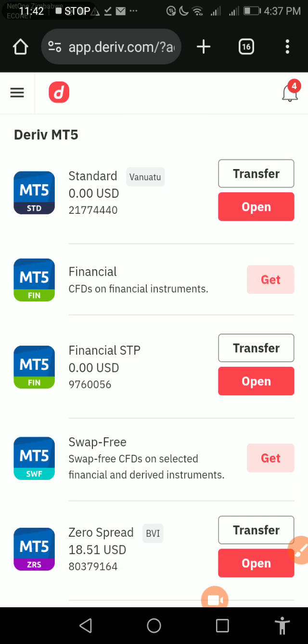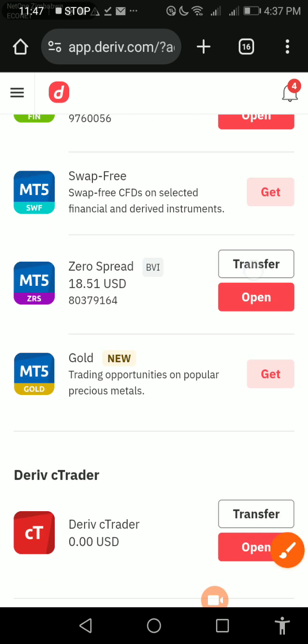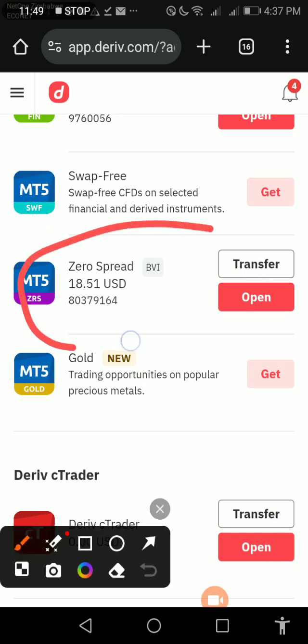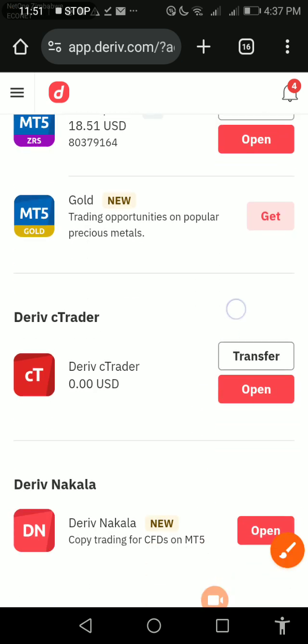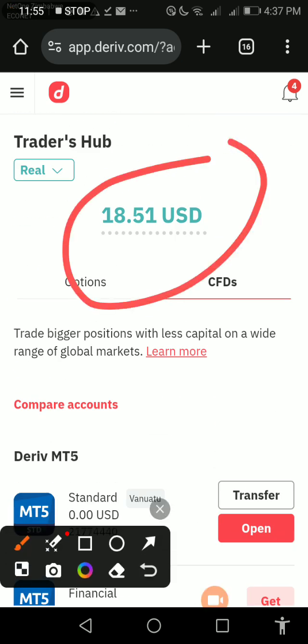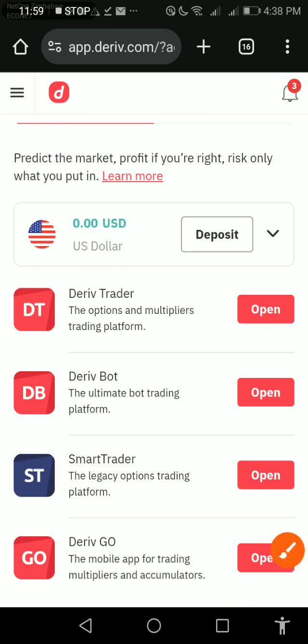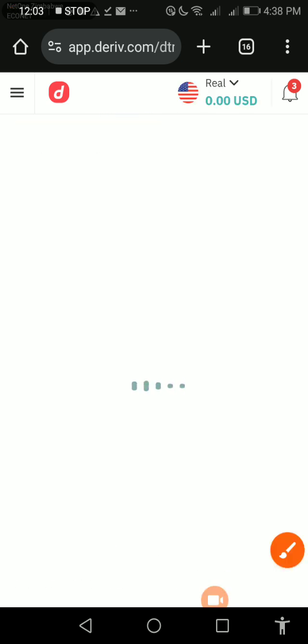So it's only the Vanuatu account I'm using. This one I'm not using. There's no funds. The STP account needs high capital. Then also the BVI FSC. The others don't have funds. So that's the portfolio, $18.51. Now I'm going to the binary options.